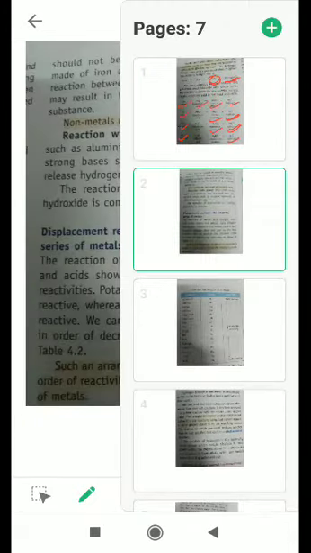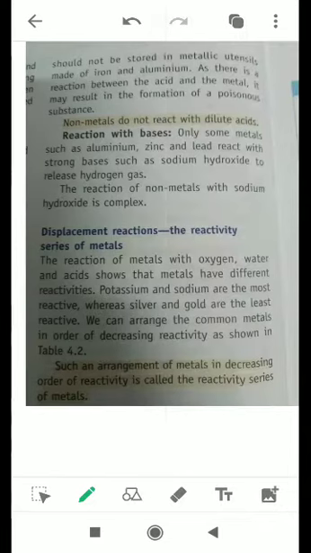So next, non-metals do not react with dilute acid. Now what happens when a metal reacts with a base? Reaction with base. With bases only some metals react, like aluminium and zinc. They form aluminate and zincate, the names of the salts, and hydrogen gas is released. But the reaction of non-metals with sodium hydroxide is a little complex. Okay.